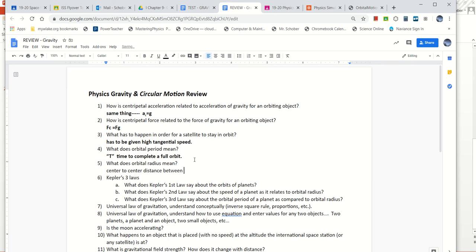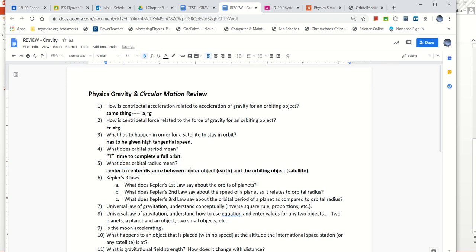I just say center to center because people think it's surface to surface and they make it more complicated than they need to. But the center distance between the center object, in both cases we usually talk about Earth, and the orbiting object, a satellite. That satellite could be the moon, or a man-made satellite, could be the International Space Station, or that center object could be the sun and the Earth. Whatever the large object is, and whatever the small object is, it's just the distance between them.